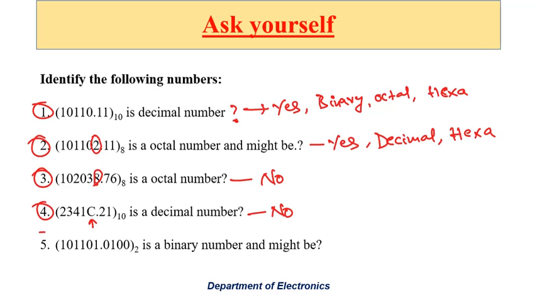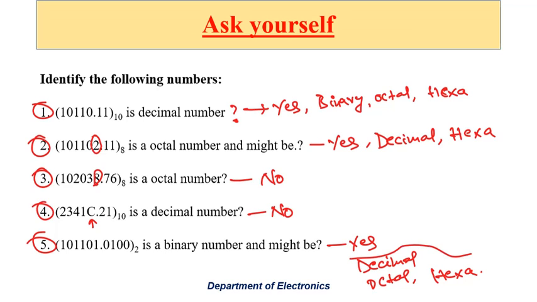And in the fifth example, we defined one binary number. Clearly, it is a binary number because in the formation of the number, we used only 0 and 1 digits. Along with binary, there is a possibility of this example to be a decimal number, an octal number, and a hexadecimal number as well, because in all these three number systems, 0 and 1 are allowed.